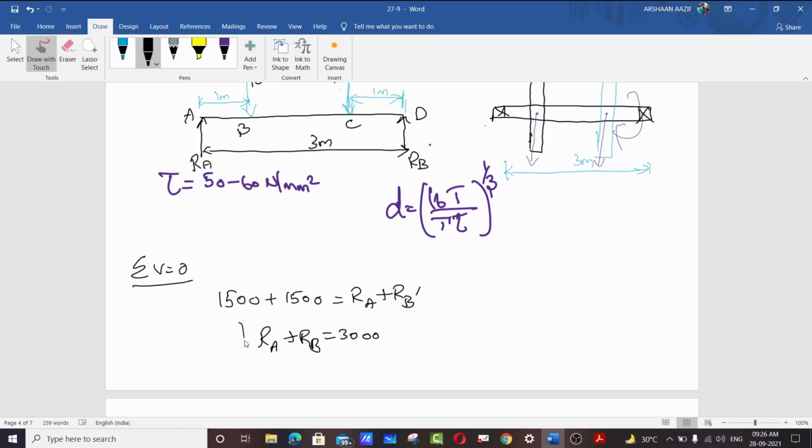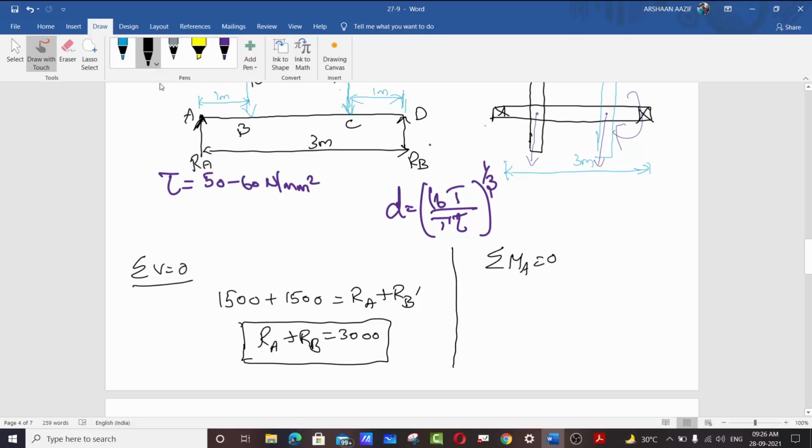So this is one of the equations. Since there are two unknowns, I need one more equation to solve this. That's where we use bending moment at any point. So bending moment at A equal to 0. Considering this, RA will not produce any bending moment, because it is acting at the same point.